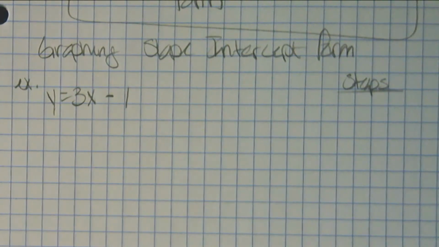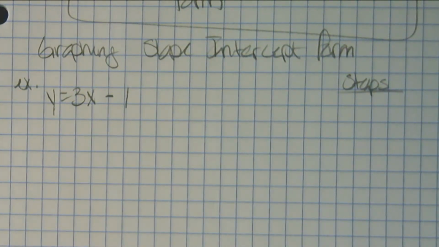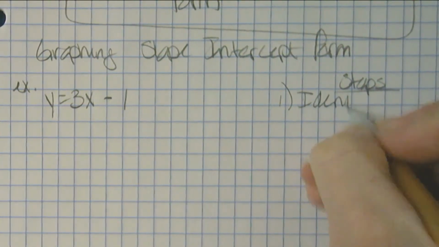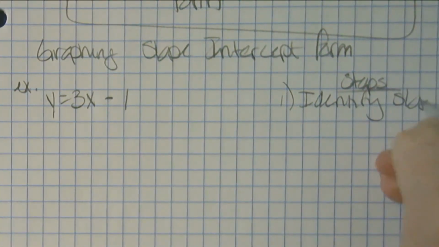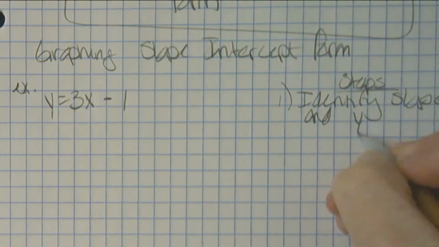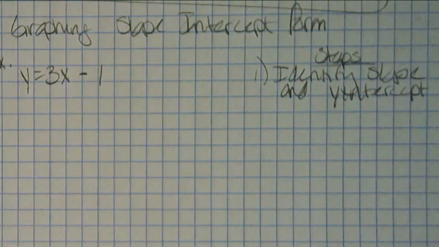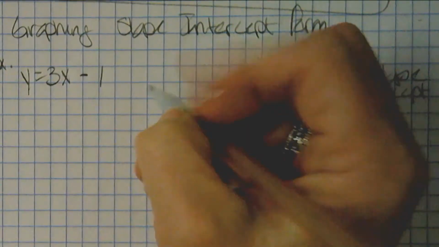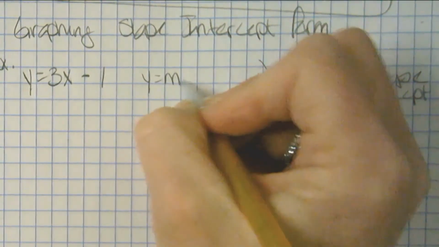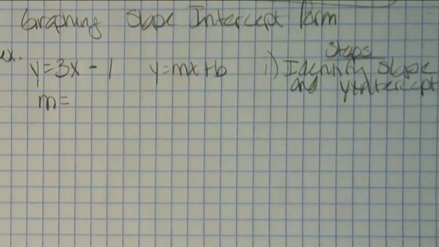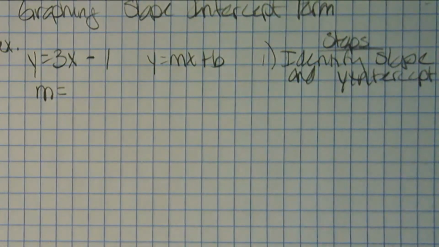Okay, when we have slope-intercept form, remember the two things I need are my slope and my y-intercept. So my first thing I would do is I'm always going to identify slope and the y-intercept. Remember, slope-intercept form is y equals mx plus b. So someone tell me, what's my slope for this equation?